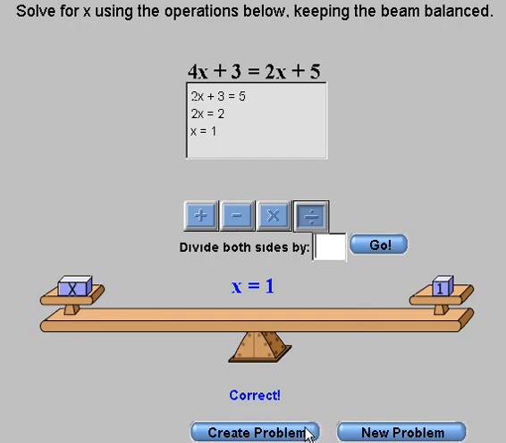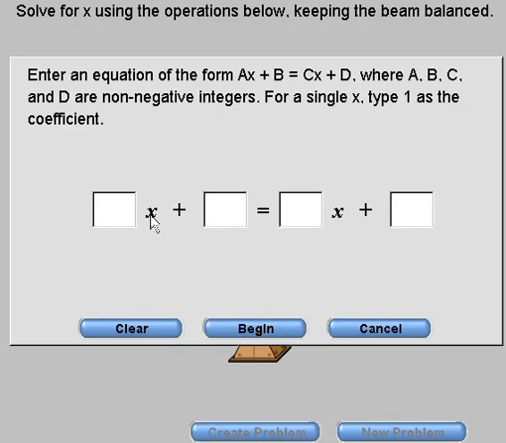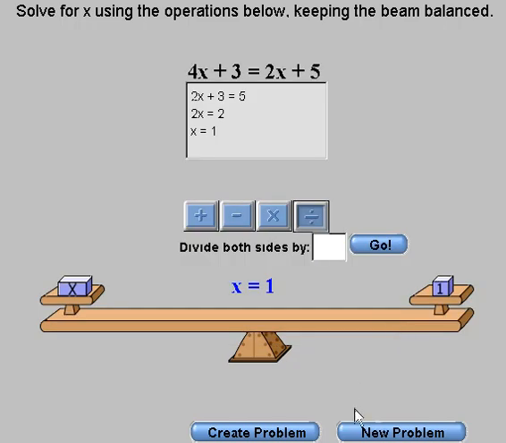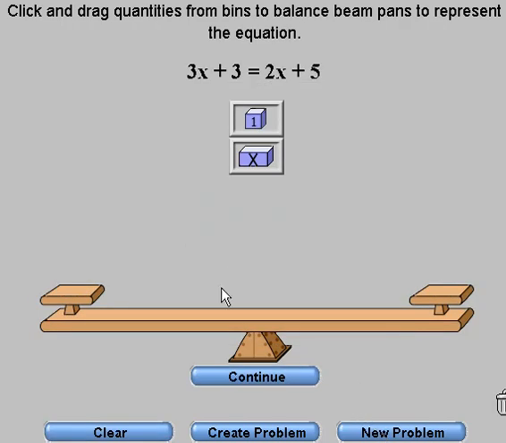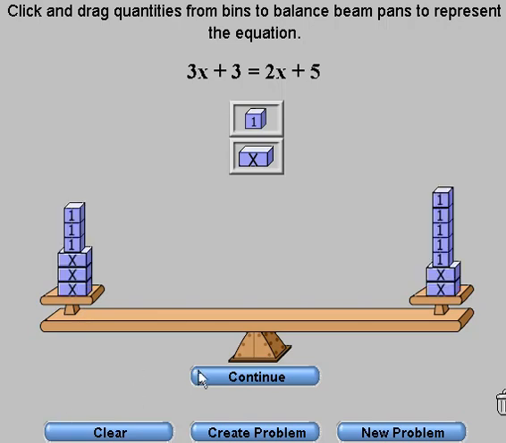Before I go on, you can create your own equation here if you want to, and then walk through it with the visualization, even checkpoint problems or something like that. Okay, so let's do another problem. This has 3x plus 3 equals 2x plus 5, so I would just drag and drop everything there. And now that I've dragged and dropped everything, I can start taking the same thing off both sides.